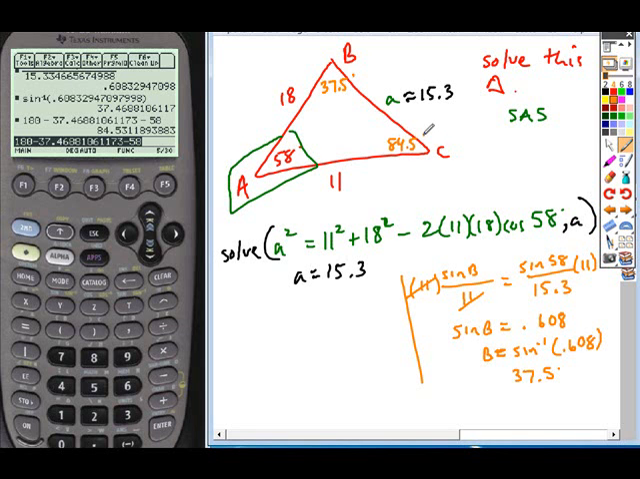As your final answer. Now, when we look at this, is this consistent with what you would expect based on the properties of a triangle? Is the shortest side opposite the smallest angle? The longest side opposite the largest angle? Yeah, so it's consistent with what you would expect.